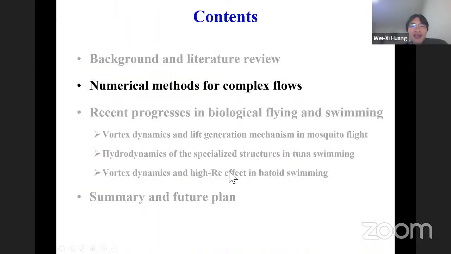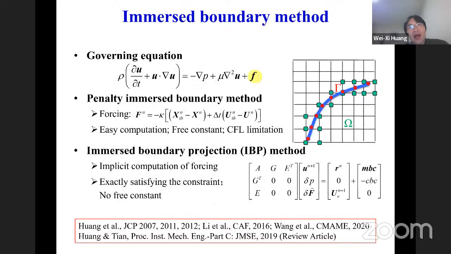Okay, to do the study, we first need to develop the numerical method, because such problems are usually challenging for numerical methods. Here I adopt the immersed boundary method. The basic idea of the immersed boundary method is to add a momentum forcing in the governing equation. The key issue is how to formulate the momentum forcing to approximate the no-slip condition along the immersed boundary.